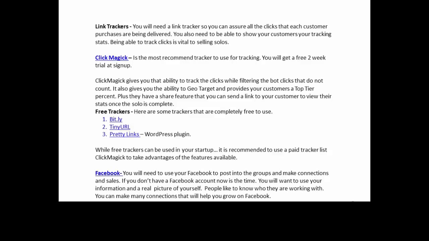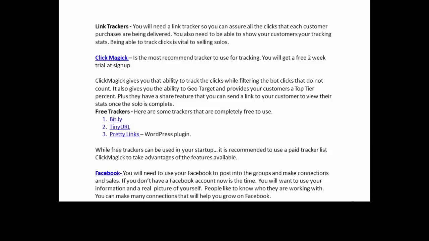There are free trackers. They're completely free to use. There's Bitly, TinyURL, and PrettyLinks, which is a WordPress plugin. While free trackers can be used in your startup, it is recommended to use a paid tracker like ClickMagick to take advantage of the features available.